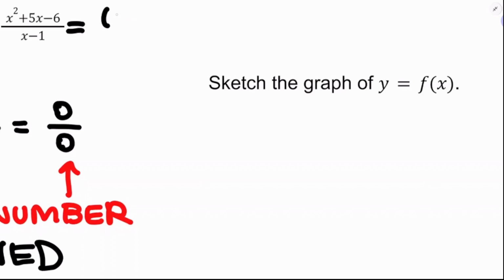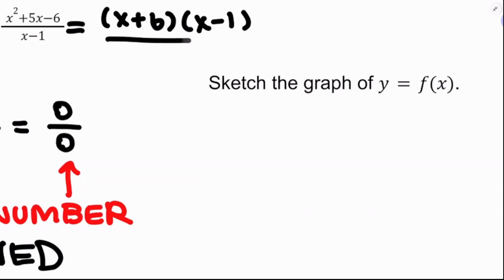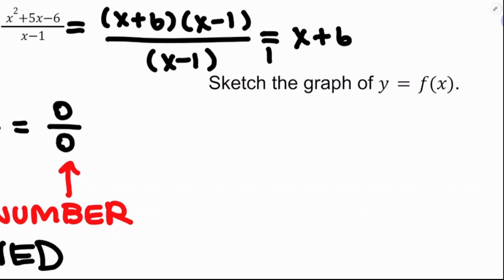I'm going to be able to factor the numerator. I think it's going to be x plus 6 times x minus 1, divided by x minus 1. Okay. And then I can cancel off those x minus 1s, so this is equal to x plus 6, provided that x is not equal to 1. Okay, so we can sketch that graph.